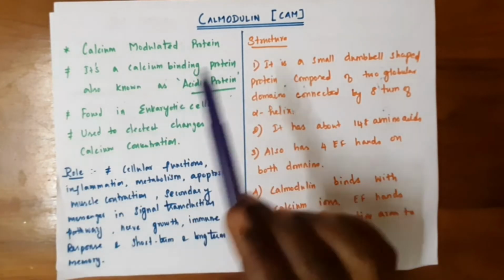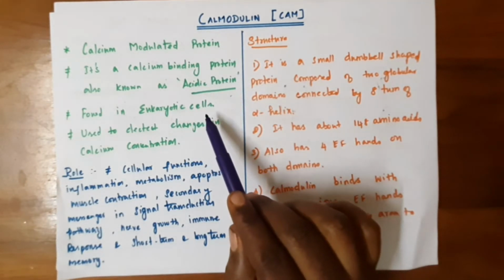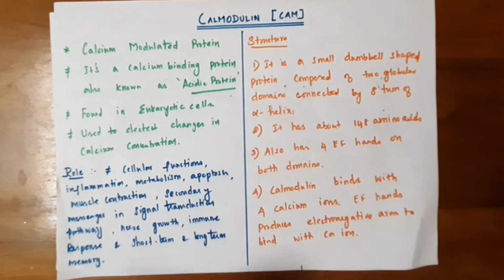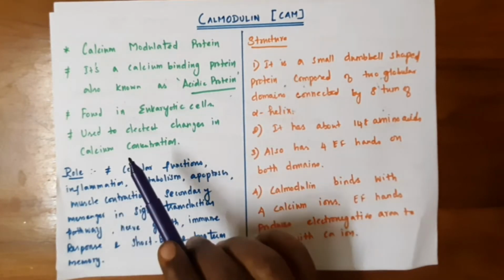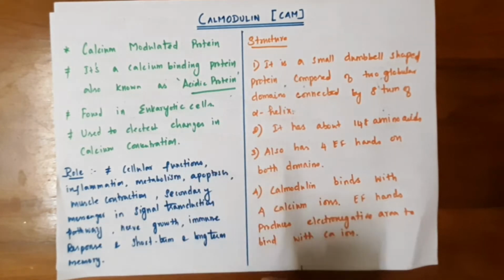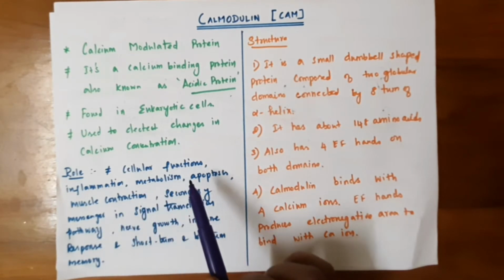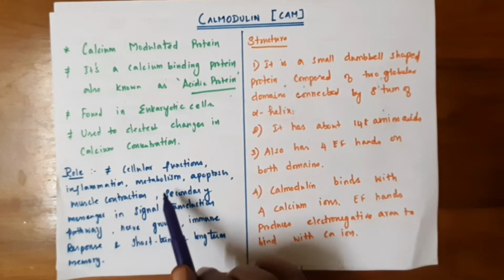Calmodulin is otherwise known as an acidic protein also, and it is found mostly in eukaryotic cells. The main function of calmodulin is to detect changes in calcium concentration in the living system. If you look at the biological role of calmodulin, it is involved in many cellular functions, in information, and also in metabolism.